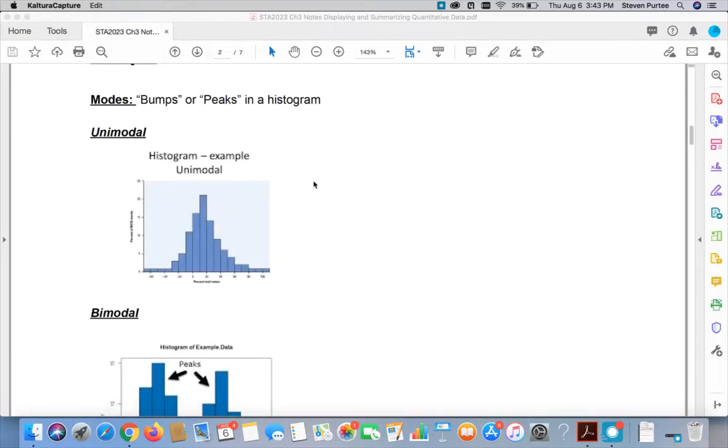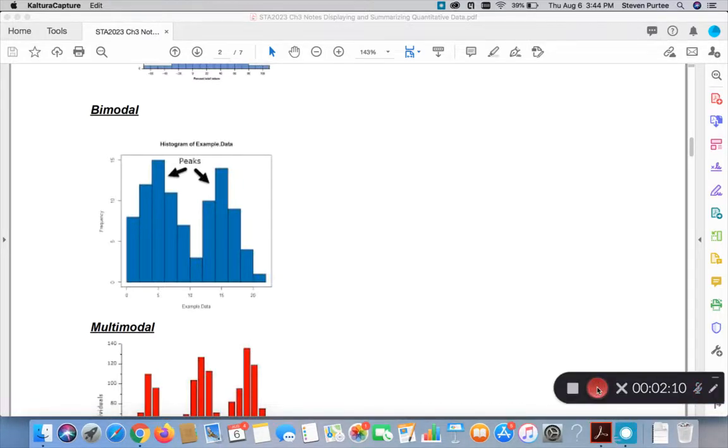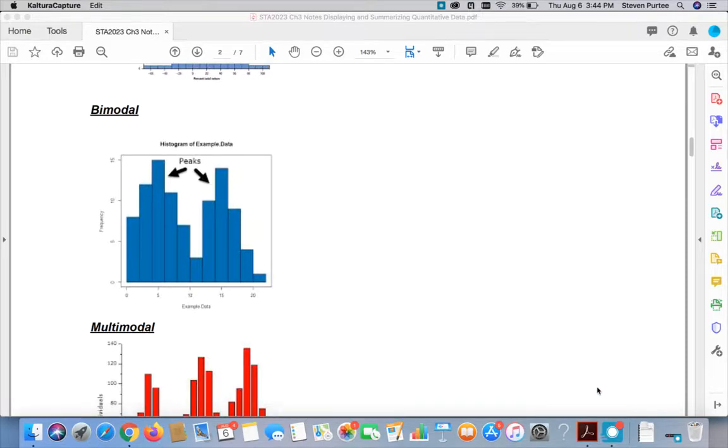What's important is how many modes we have. So a graph with only one major peak is called a unimodal distribution. It would look like this. A bimodal distribution would have two distinct peaks. In the real world, when you get a bimodal distribution, that usually means you have two groups intermingled that you really should be looking at separately.